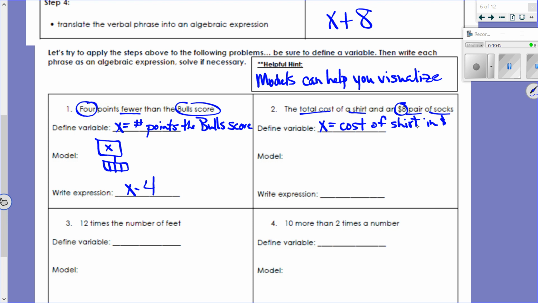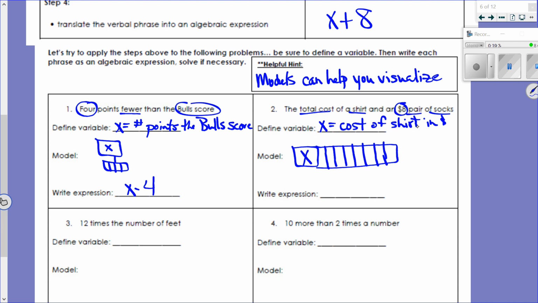Which is what? X. So in our model, we have X. Total cost means I'm going to do what operation? Addition. So what's going to come after the X? 8 more boxes. 1, 2, 3, 4, 5, 6, 7, 8. So what does our expression look like?